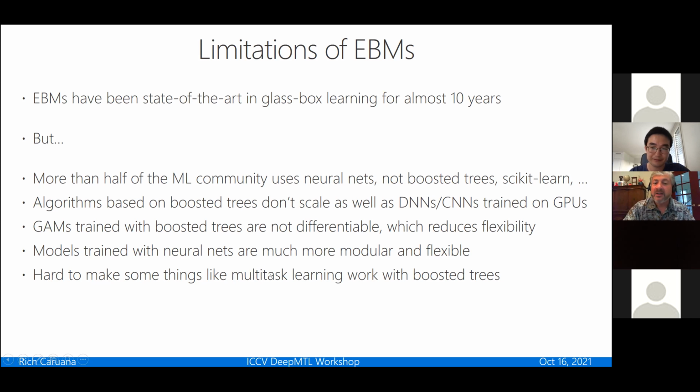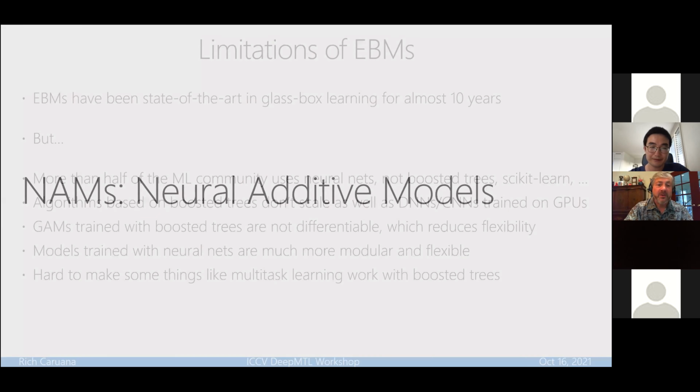And it's hard to get things like multitask learning actually to work with boosted trees, but easy to get it to work with neural nets. So there are lots of reasons why we would want to train these models with neural nets. So here's how we do that.